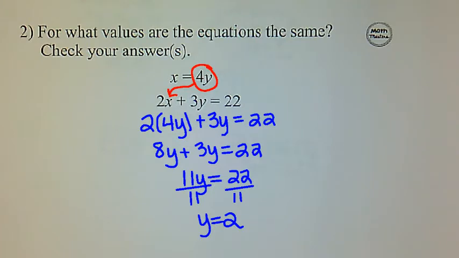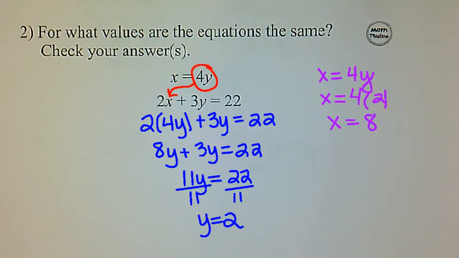Okay, so then what you're going to do is you're just going to substitute this back in. I always choose the simplest one. So I get x equals 8. So the last thing you're going to do is just please make sure that you always write down your final answer. So my final answer is 8, 2.